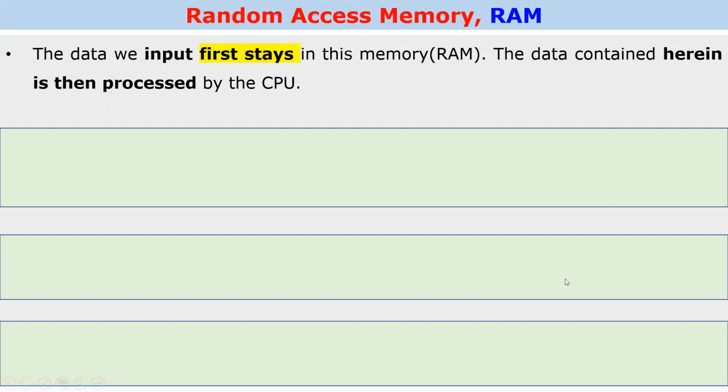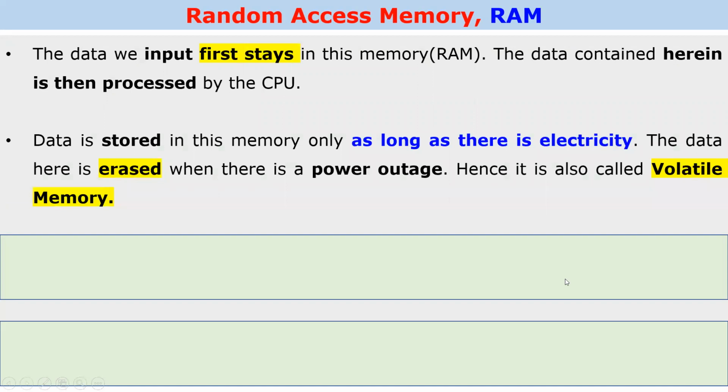Then the second feature, which is a very important one: the data is available in the RAM only while power is there. If there is no power in the computer, the RAM data will be lost. No data can be found in the RAM if no power is there. That's the second main point you want to understand here.